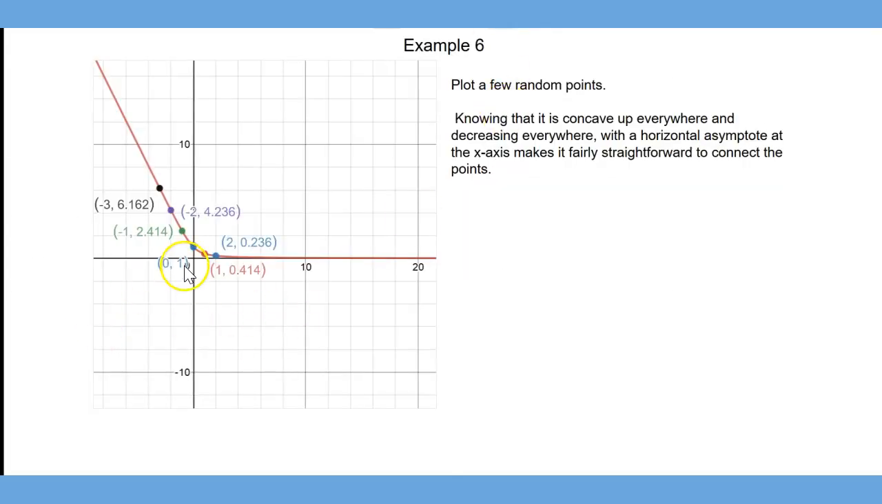So then to sketch it by hand, you want to plot a few random points from the original function. You know that it has a horizontal asymptote at the x-axis. You know that it's concave up everywhere. It's not turning around. It doesn't have any local max or mins. So if you plot several points on it, it's fairly straightforward to connect them and have the graph skim along the x-axis.